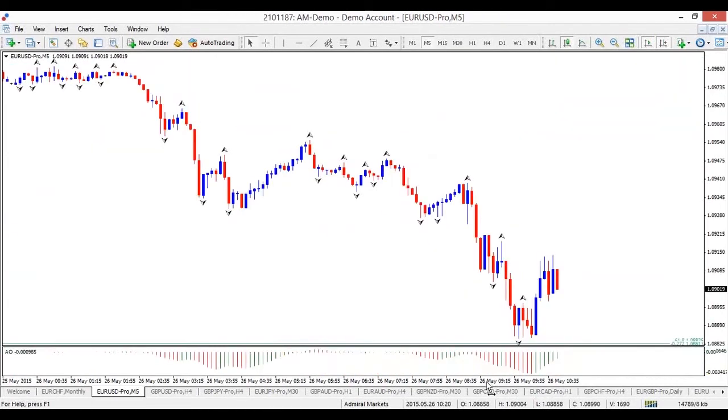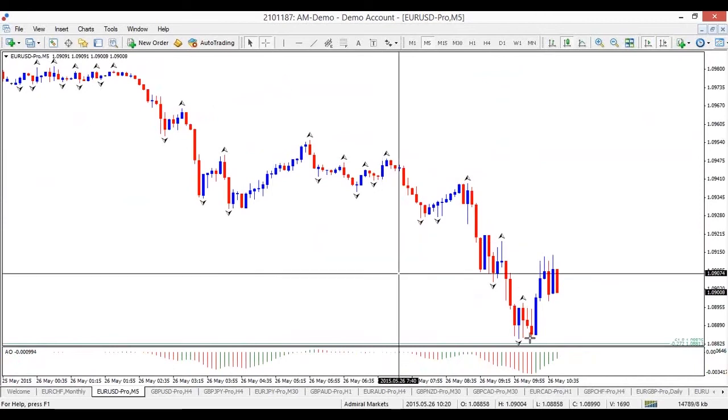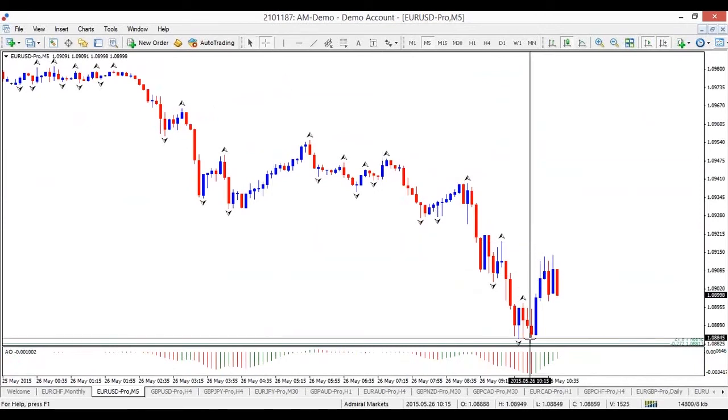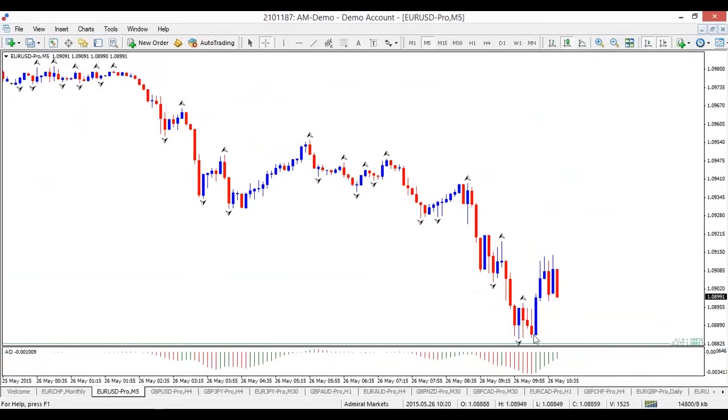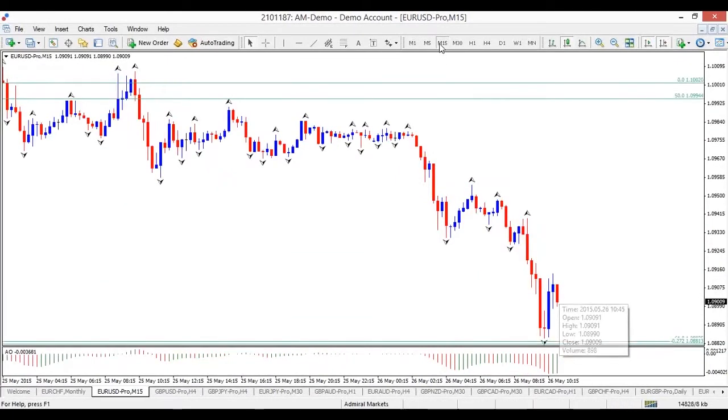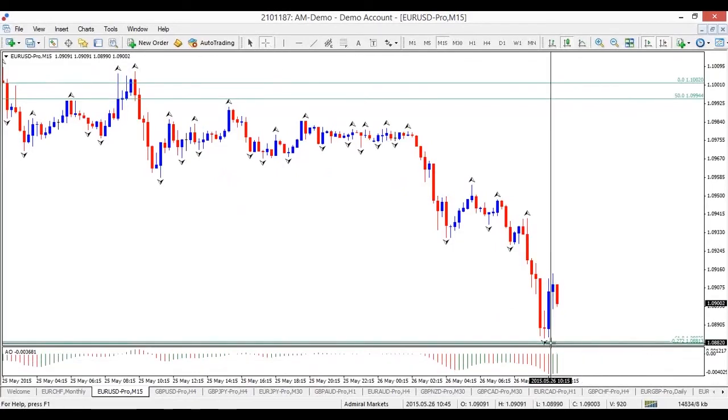If you like this level a lot, then you don't even have to wait for a 4-hour candle. These are already 7 candles, I think, on the 5-minute chart. Let's see. 2, 4, 8. This is the 9th. So we could be getting a bounce.